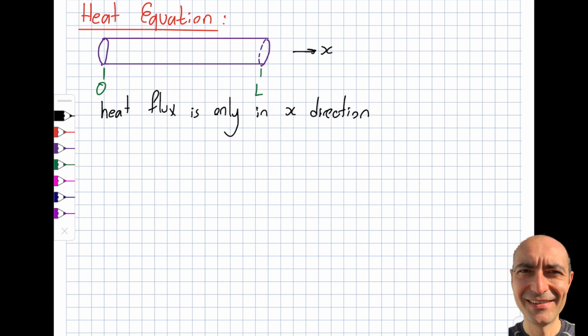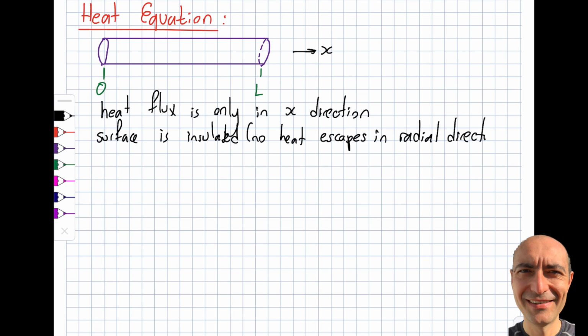The other assumption is the lateral or the curved surfaces that I have over here, these regions, they are insulated. So I don't have any heat escaping from this lateral dimension. So let's write it over here: the surface is insulated. No heat escapes in the radial direction. The next one is no heat is generated within the body of the rod, which is reasonable.